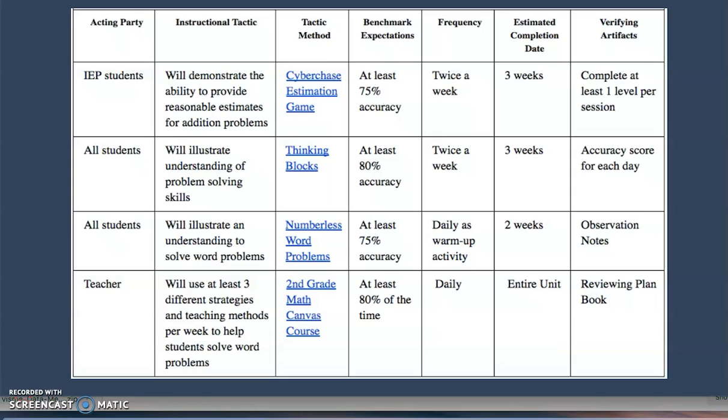The last one was for the teacher. The teacher will use at least 3 different strategies and teaching methods per week to help students solve word problems. The teacher will use the second grade Math Canvas course page to get the strategies and teaching methods. They'll complete this with at least 80% accuracy daily for the entire unit, and reviewing the plan book will be our verifying artifact.